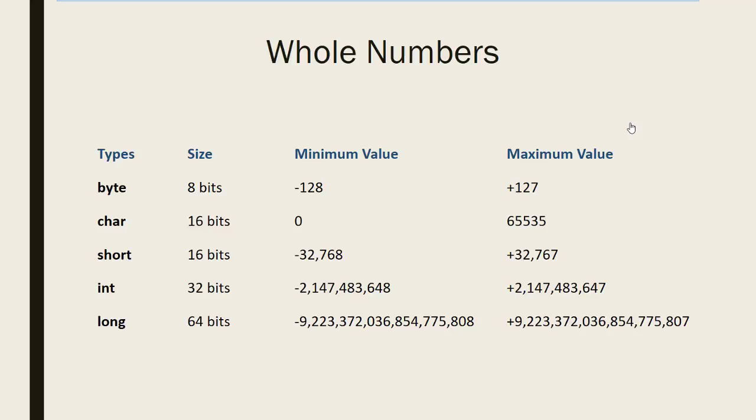Int is the most popular whole number type in Java, probably in most programming languages. Why? It is because it's big enough to hold a huge amount of numbers without using so much memory. In addition, int is commonly used to control loops and to index arrays. The next data type is long, which can hold the biggest whole number.